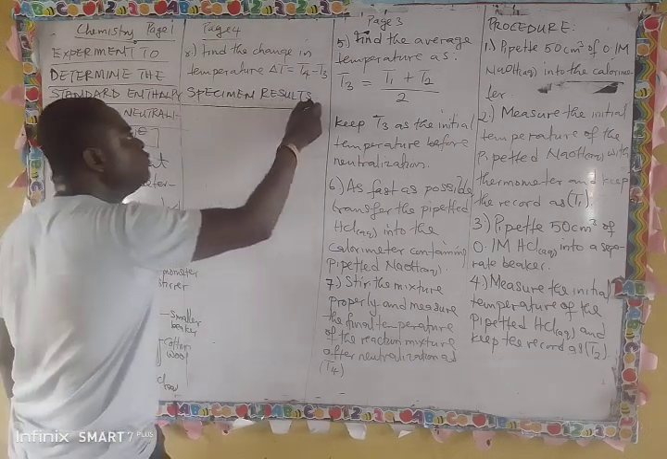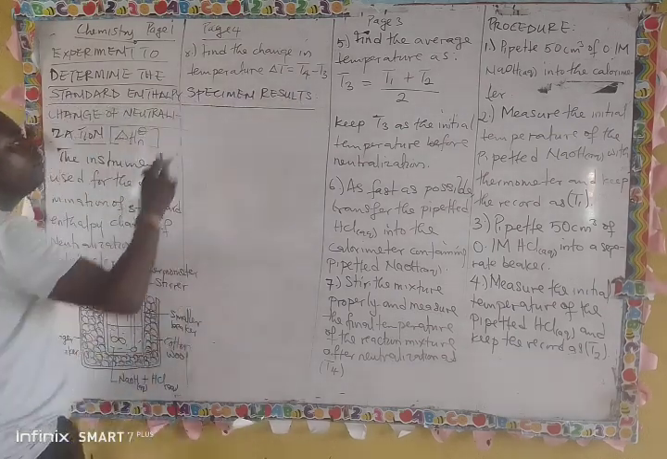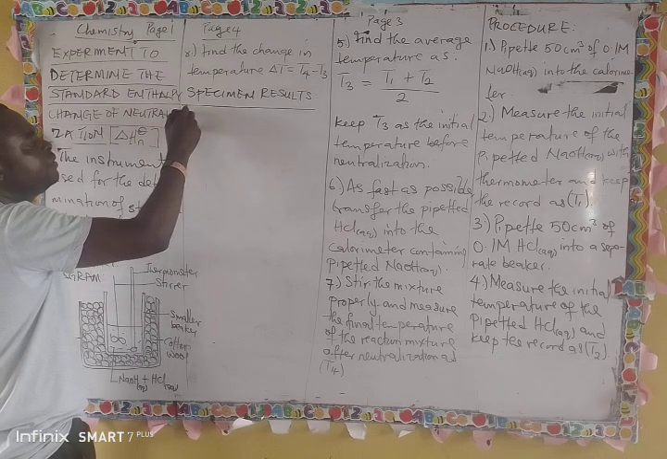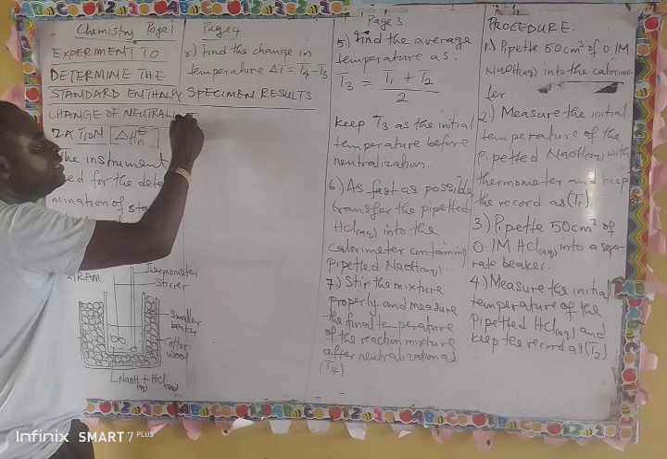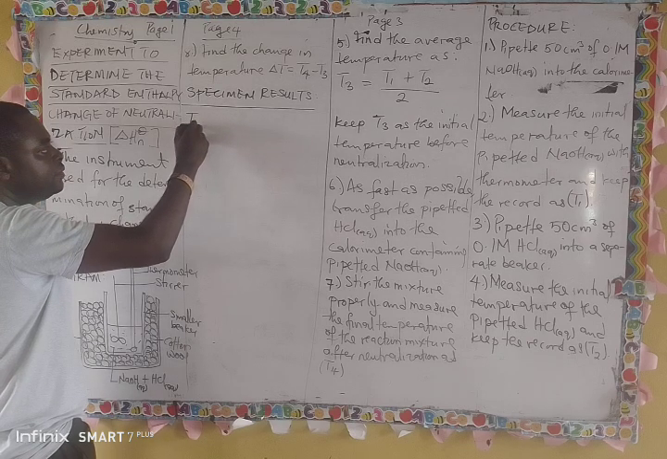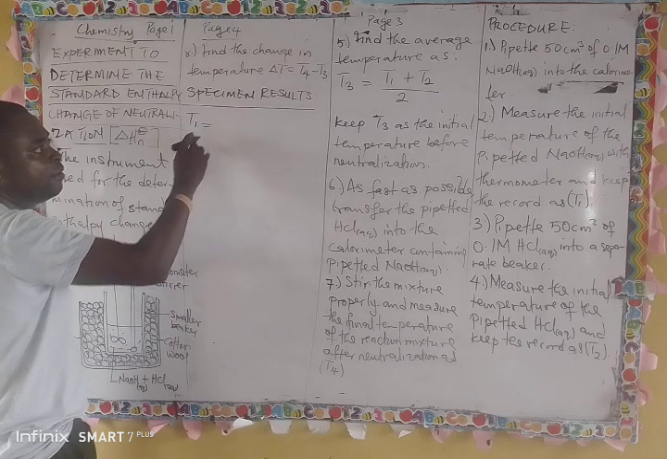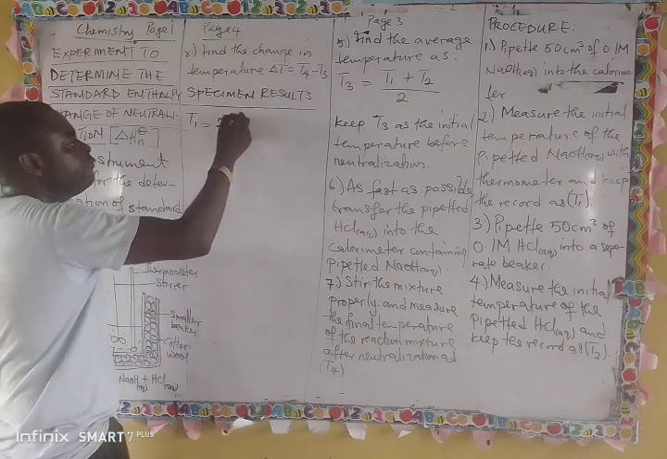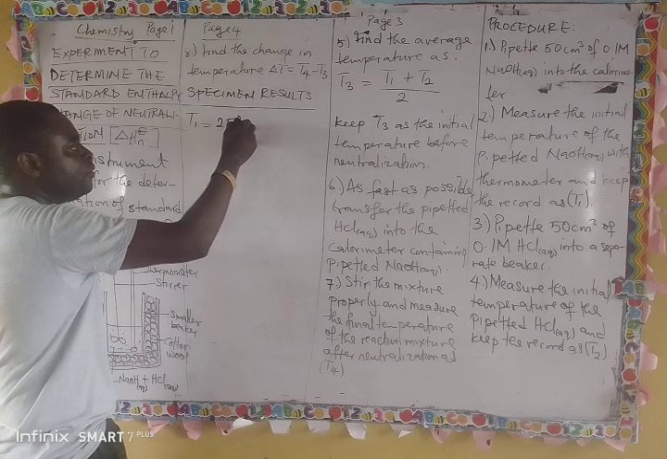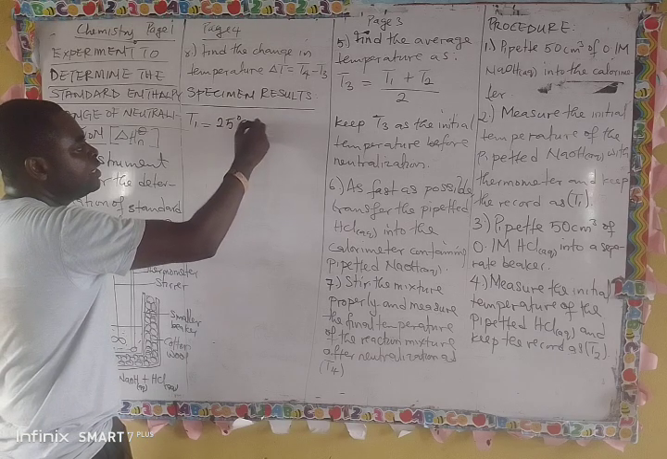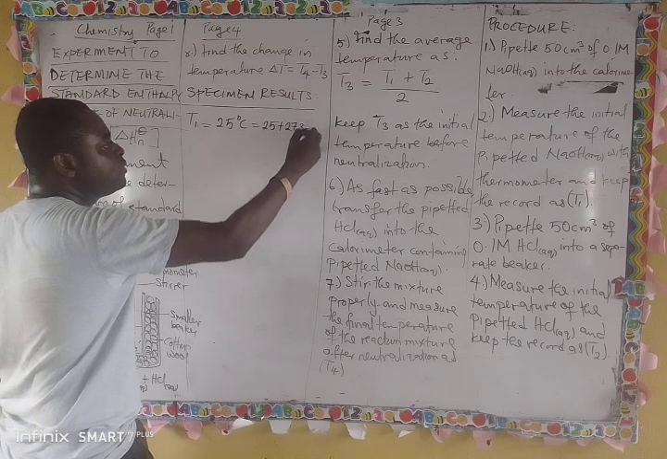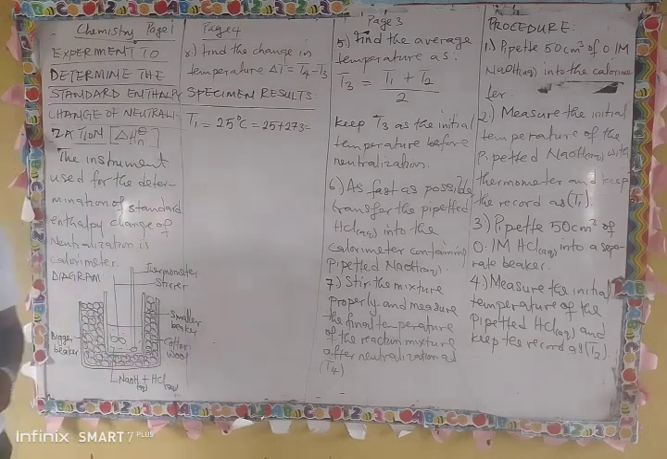We want to get some values. Now that we have, what are we going to do? Let's assume that our T1, the temperature of the HCl of the first one, is 25 degrees C, what we measure. Which is the same thing as 25 plus 273, converting it to Kelvin.